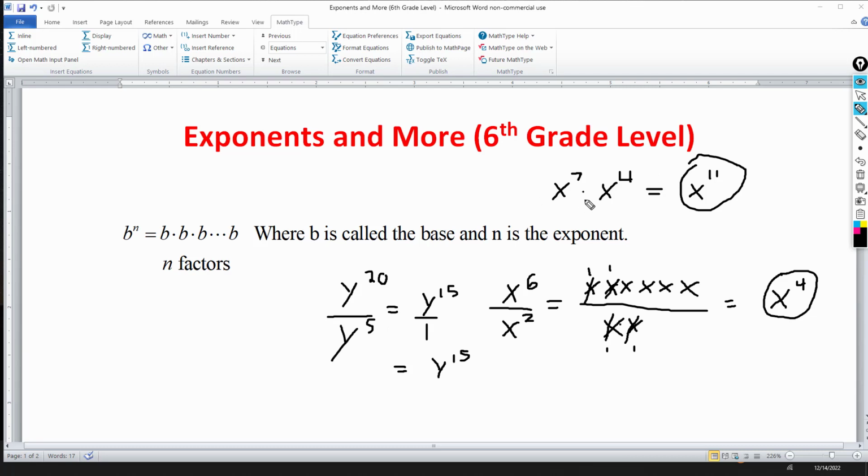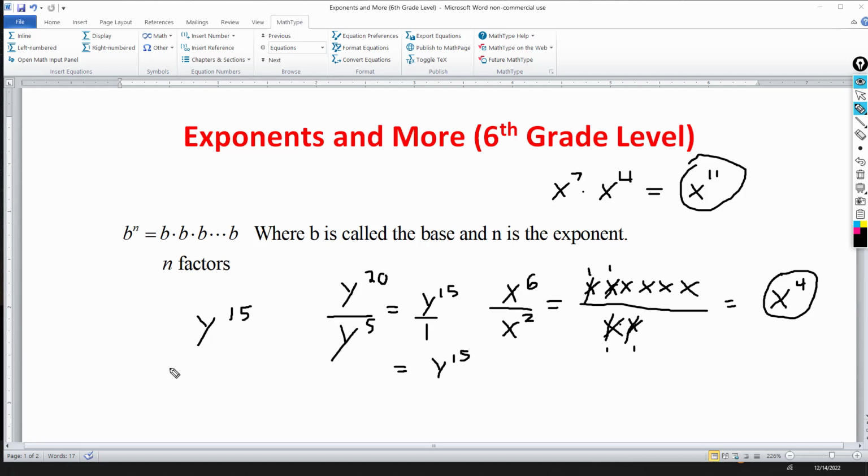Now, you can do the same thing with numbers. But here, since we don't have the numbers, we have to give the answer with the variable. So the same thing over here we did here. When you're multiplying powers of the same base, just bring down the base and add the exponents. When you're dividing powers of the same base, we bring down the base and subtract the exponents. 5 from 20 is 15. So that's just an intuitive approach.